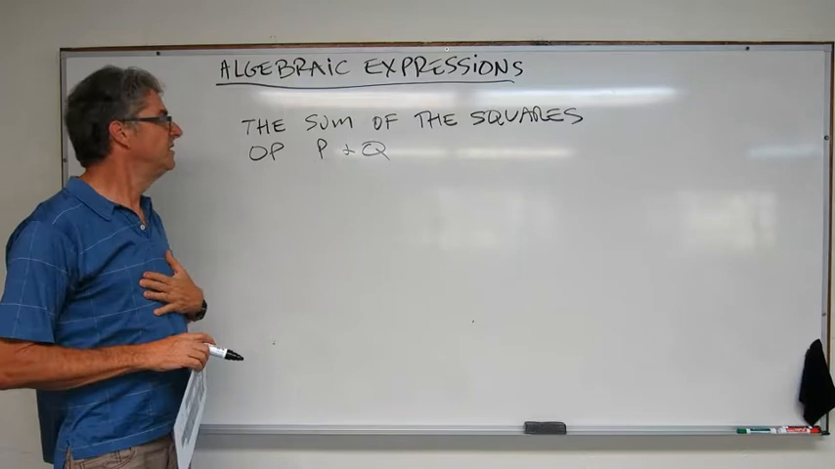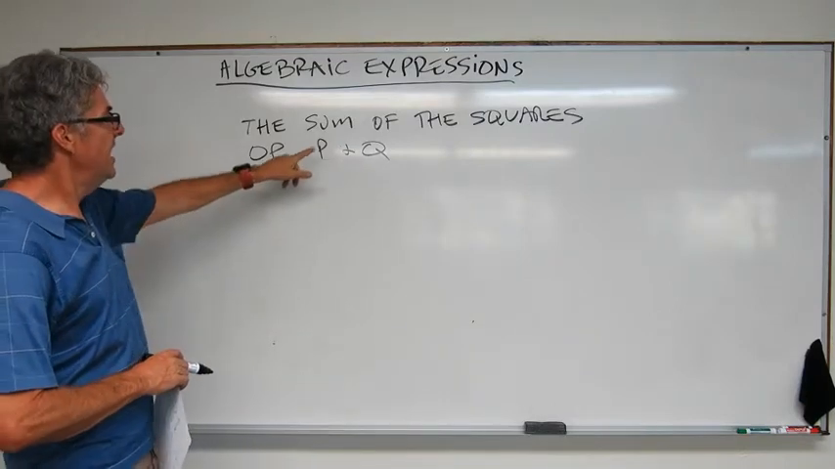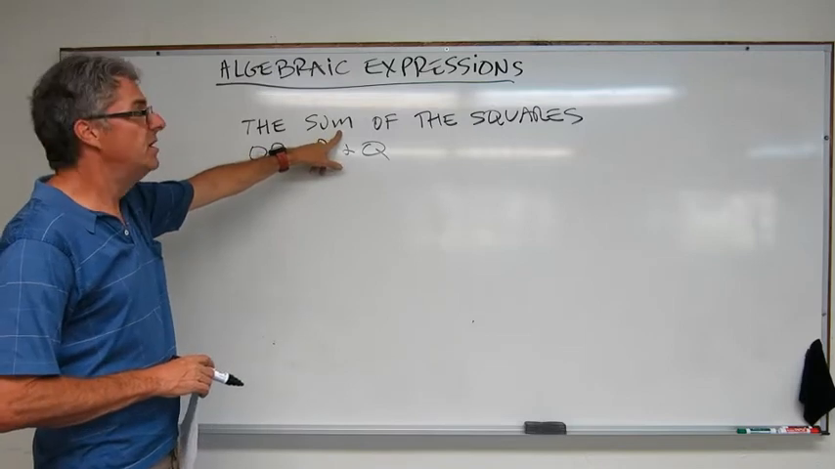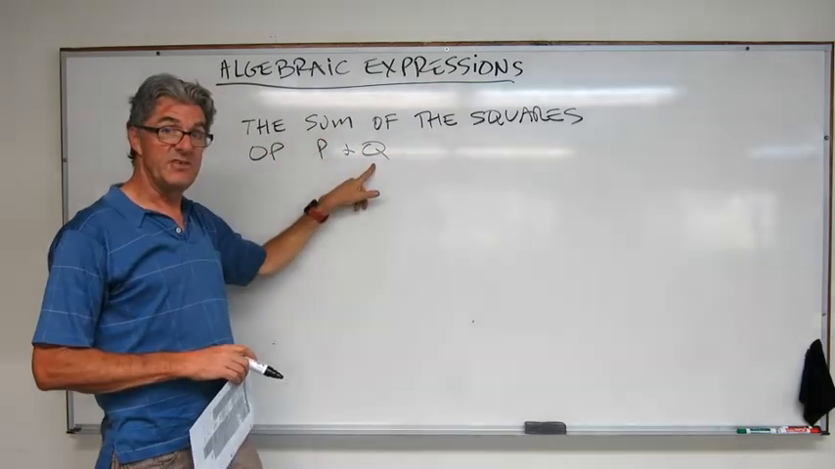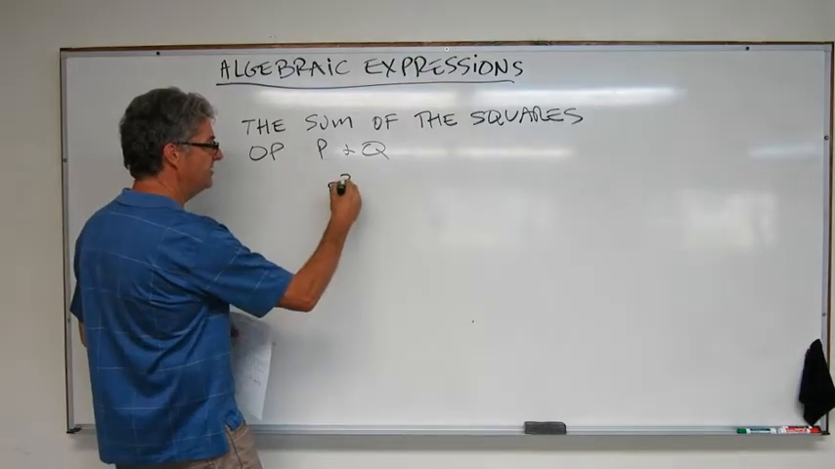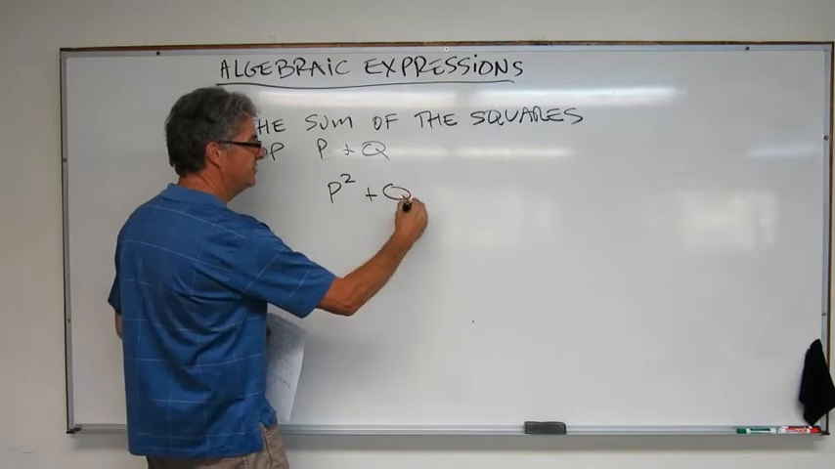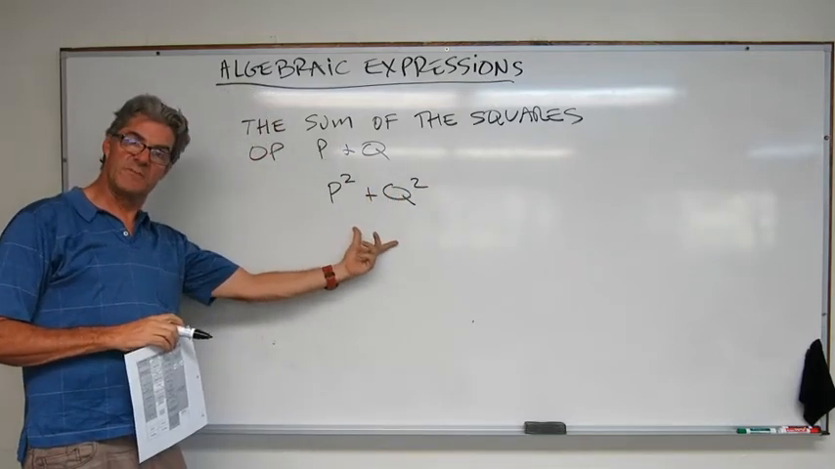Okay, let's see how you did. So this one's very much like that last one, but we kind of reversed it. Now we're adding together the squares of p and q. So they're already squared. So what we're going to do is p squared plus q squared. Okay? So this is the sum of the squares of p and q.